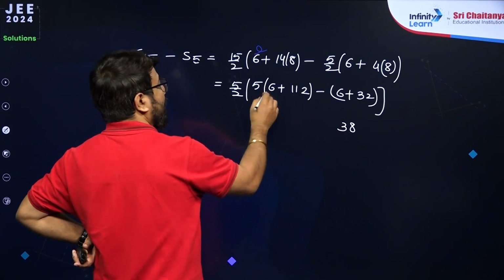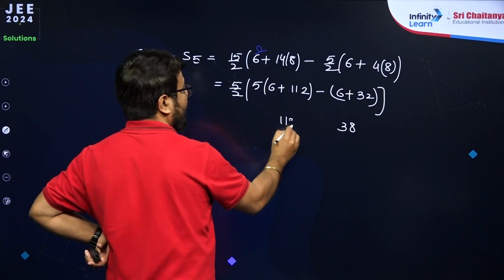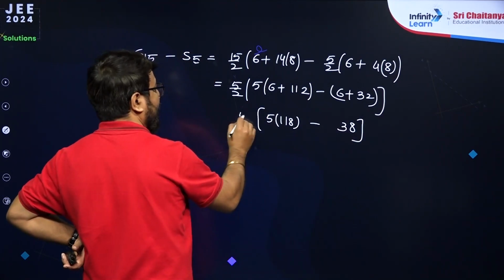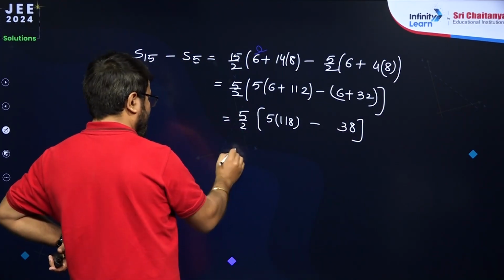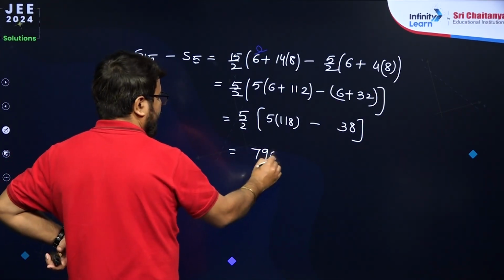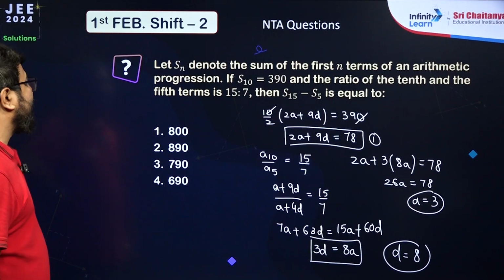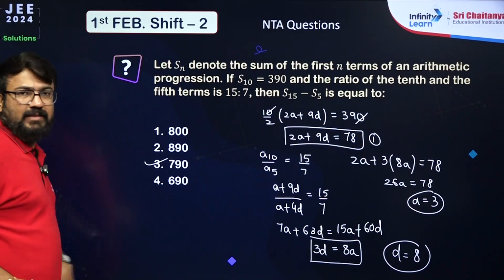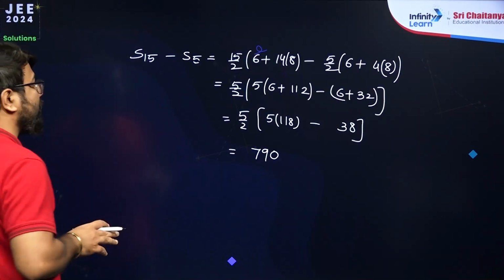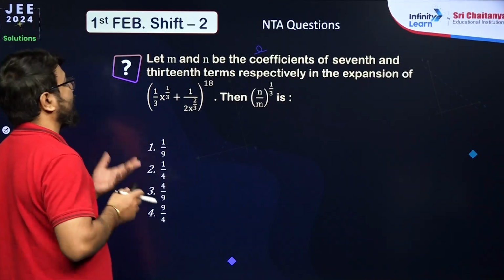This becomes 118. 118 being multiplied by 5, subtracted with 38 and multiplied by 5 by 2. After the simplification, we'll be able to get the result 790. So 790 is given to us in the option C. So that is why option C will be the final answer. I hope you understood this problem. That is why we are moving ahead to the next one.